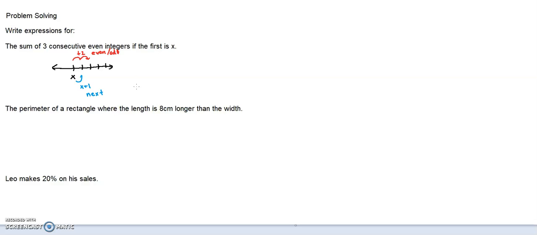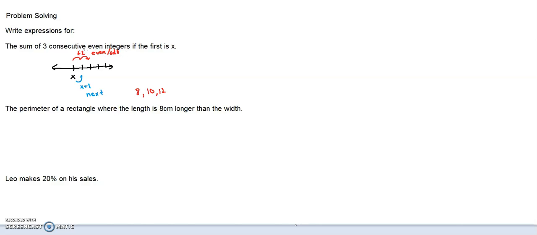Okay, so for example, we've got even integers here. If 8 was your first even integer, the next one would be 10, and then the next one would be 12 after that. You have to go up 2 each time to stay even or to stay odd.